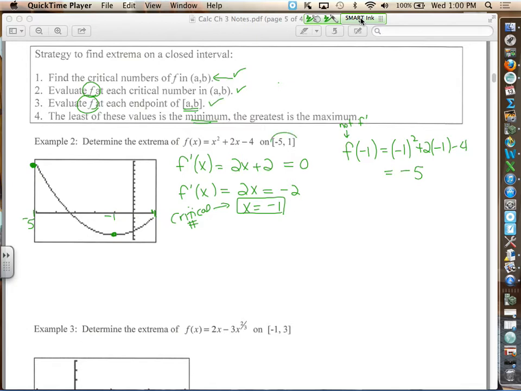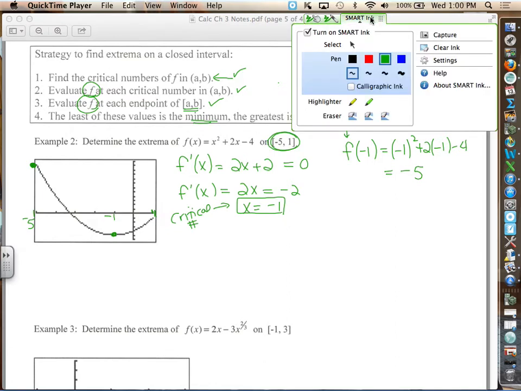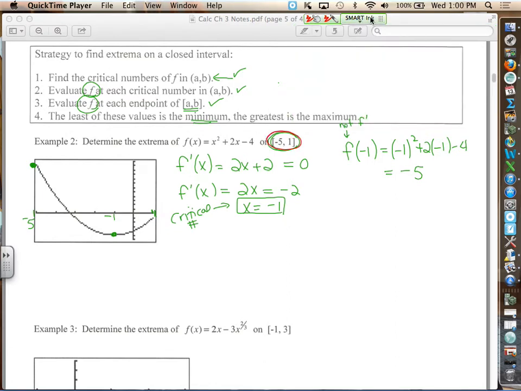Now I'm going to plug in, here's the endpoints for my interval. I want to plug in these values to see if the endpoints are the greatest value. So if I plug negative 5, that's the left endpoint, into my original function there, negative 5 squared, 2 times negative 5 minus 4, that's going to give me a value of 11. If I plug the other endpoint in, which is 1 squared, 2 times 1, minus 4 gives me an outcome of negative 1.